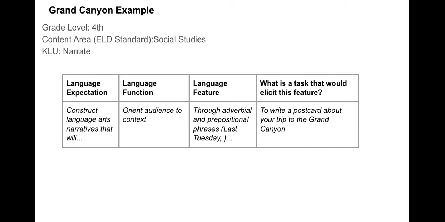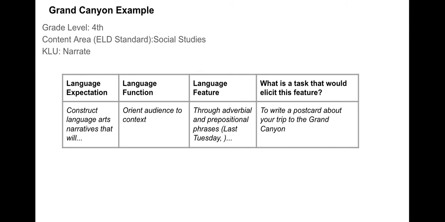And if we go back all the way to the beginning, to one of our first modules, you can see a Grand Canyon example. It's a fourth grade level cluster. The content area is the language of social studies, and the key language use is narrate. So if you look at this box, I often like to start at the right. What is a task that would elicit this feature? So the task comes first sometimes.